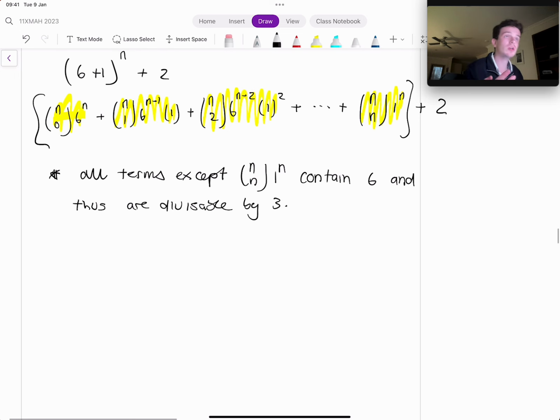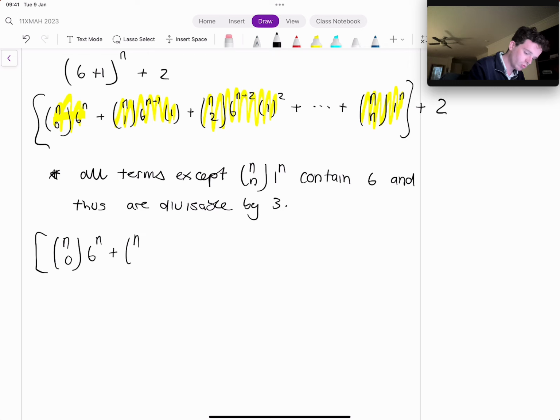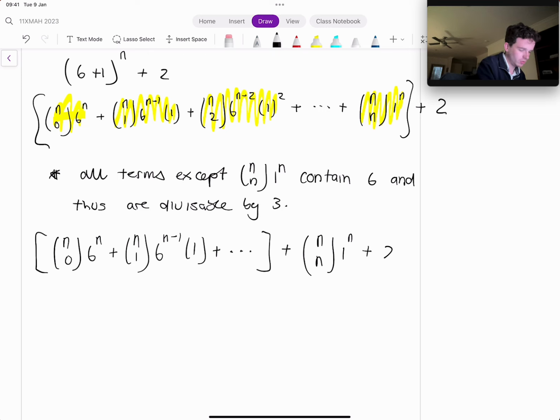But let's rewrite this sentence in terms of numbers that are divisible by 3 and numbers that aren't divisible by 3. So we've got our original expression: n choose 0 times 6 to the n, plus n choose 1 times 6 to the n minus 1, plus dot dot dot, close bracket. Those were all of our things that were divisible by 6. Our stuff that's not divisible by 6 is n choose n, 1 to the n, plus 2. So this stuff is divisible by 6, the other stuff is not.